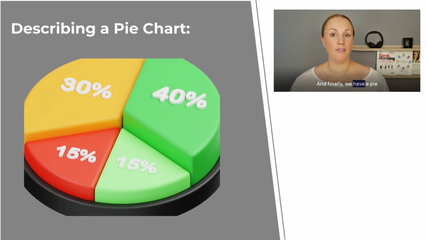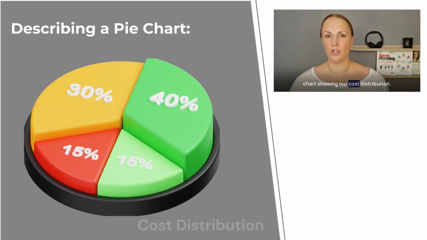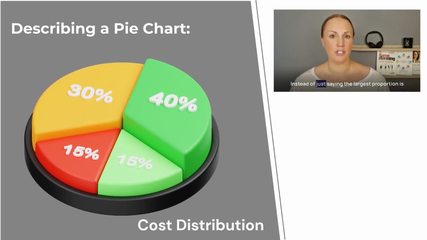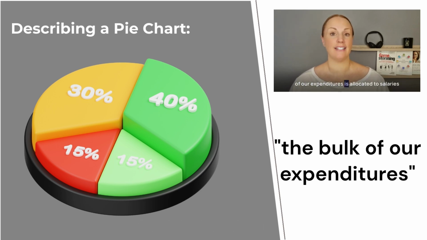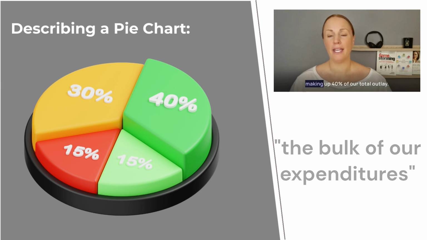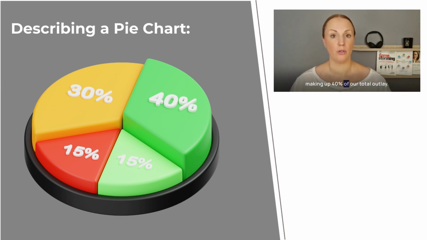And finally, we have a pie chart showing our cost distribution. Instead of just saying the largest proportion is for salaries, you could say the bulk of our expenditures is allocated to salaries, making up 40% of our total outlay. See how much more dynamic and engaging that sounds?